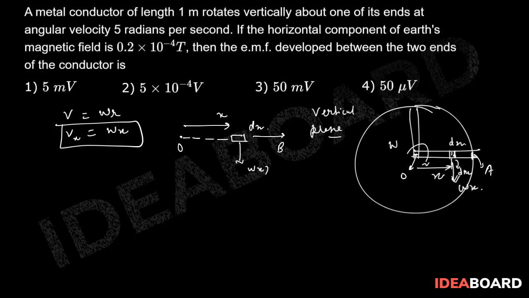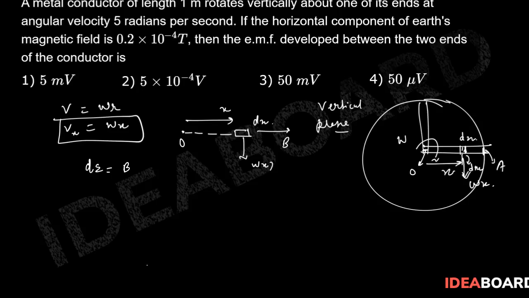So I can write the small EMF, let's say dE, which will be equal to BVL sine theta. So this will be B into V of x into dx, because the length of that small element is dx, into sine 90, because the angle is 90 degrees. So we get B into omega x into dx into 1, that will be nothing else but B omega x dx. Now this is for a small element.